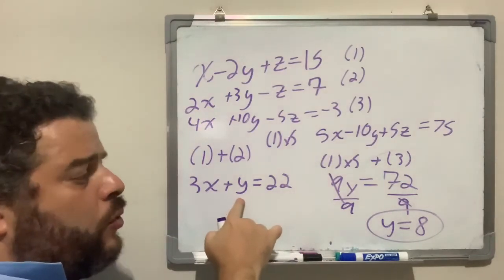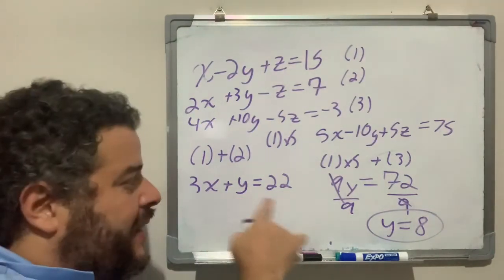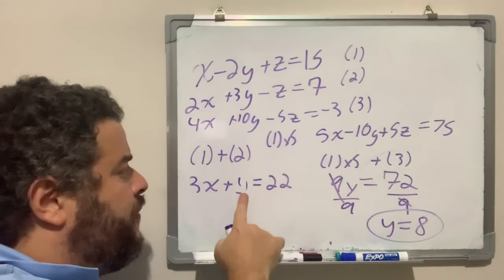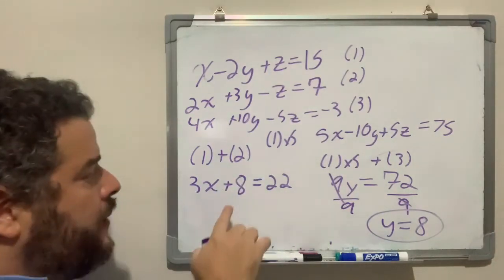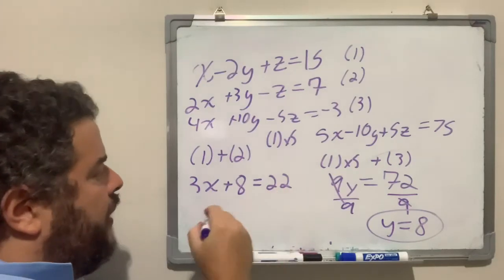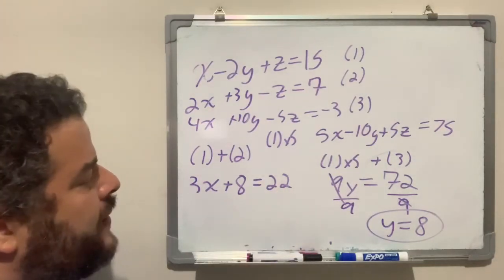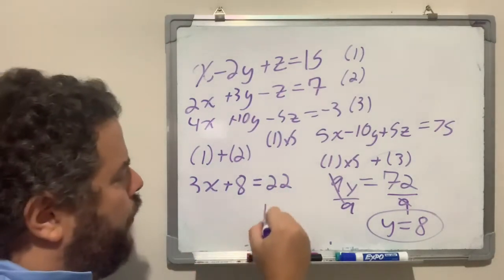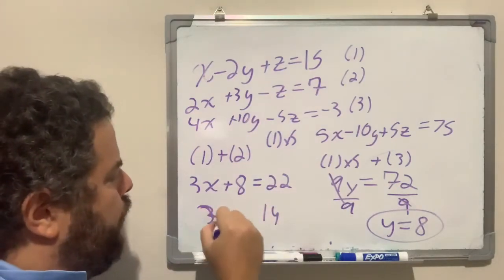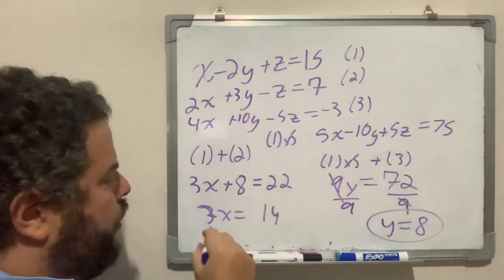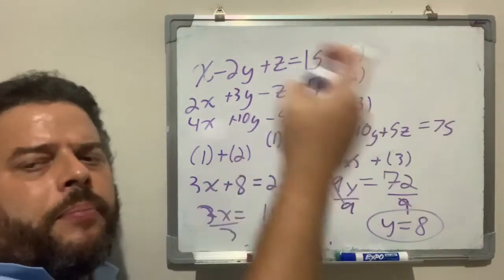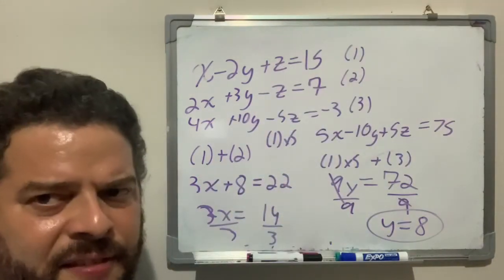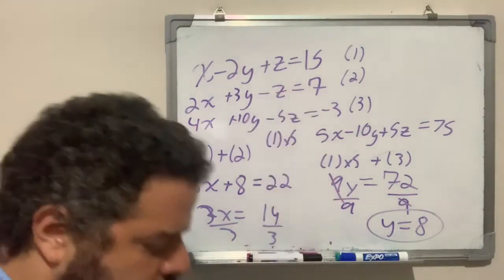Now this is a two variable system. I can substitute the y equals 8 value in here, 8. And when you isolate this, you get 22 minus 8. It's gonna give you 14, and you have 3x equals 14, you divide, that's going to give you your x value, and then you plug that in to find your last z value into any three variable system.